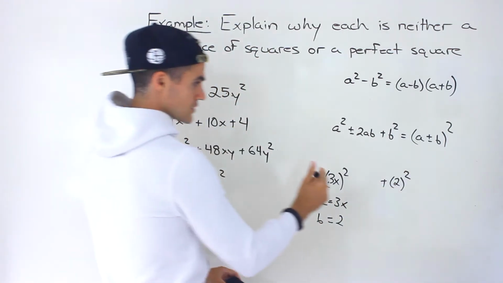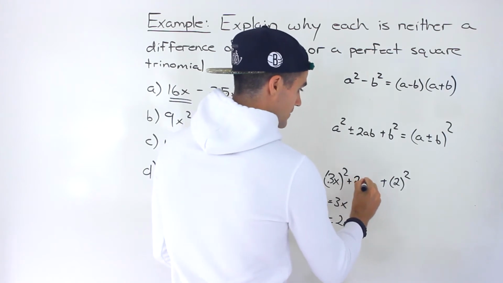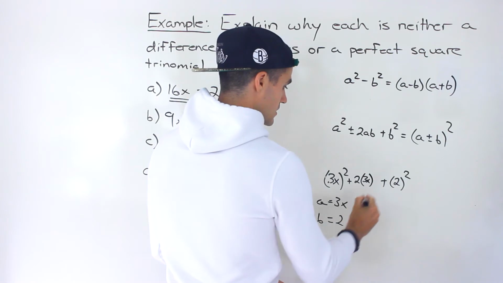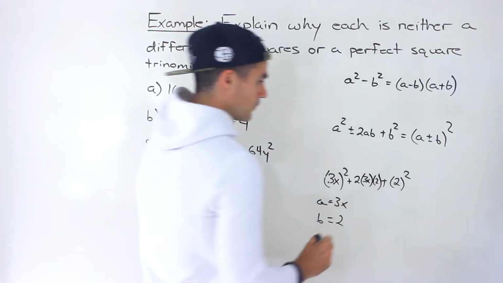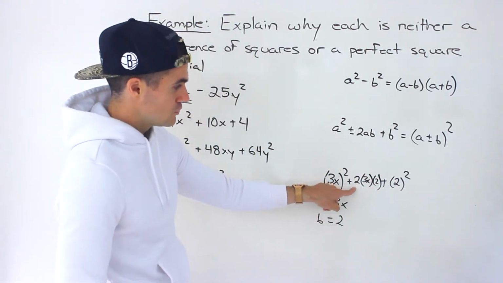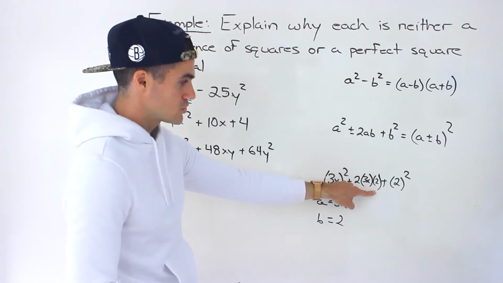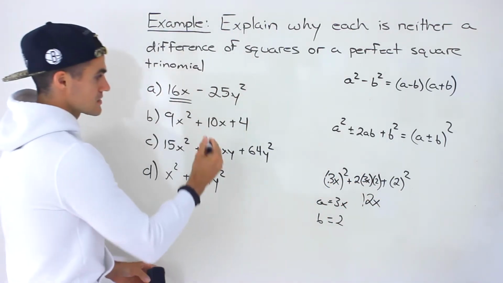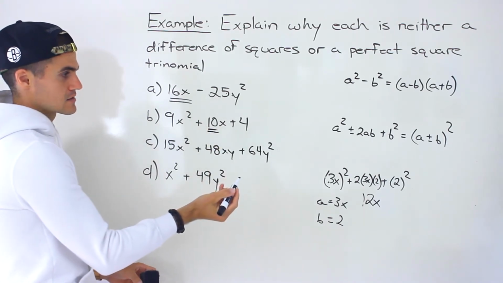Then we have a positive here, so notice we'll have plus 2ab, so 2 times the a value, which is 3x, times the b value, which is 2. And what's the problem here? Well, 2 times 3x times 2 would give us 12x, and 12x is not 10x.